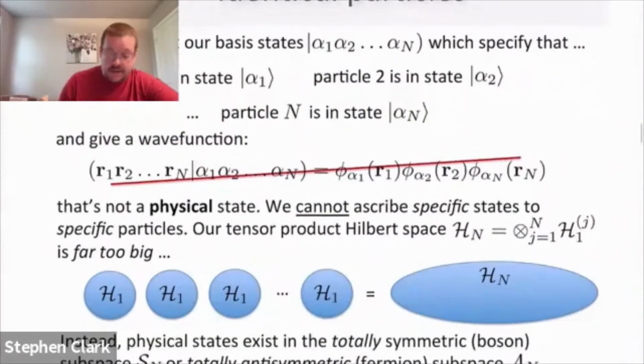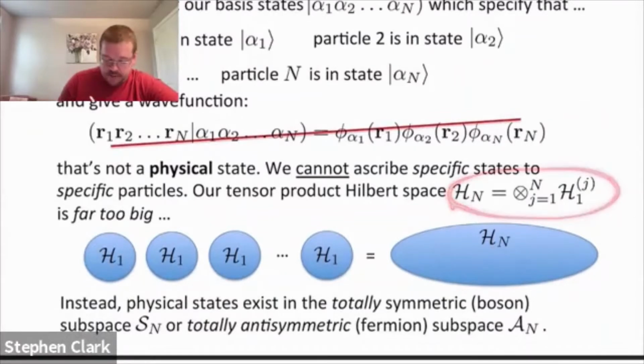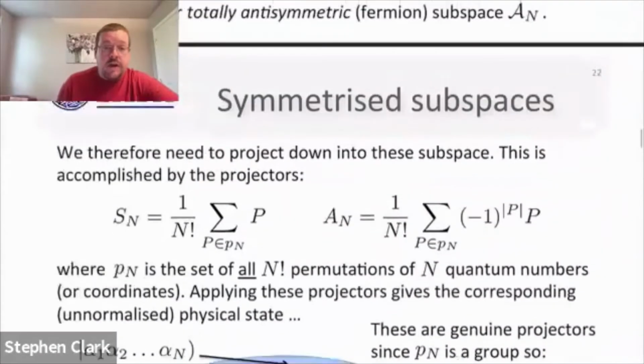So what that's telling us is that this Hilbert space that I built, that was the product of all of these Hilbert spaces, is far too big. It contains many states in it that are not really physical states. So in order to fix that, we have to project this Hilbert space down, so we deal with either totally symmetric or totally anti-symmetric states. And what does that look like?